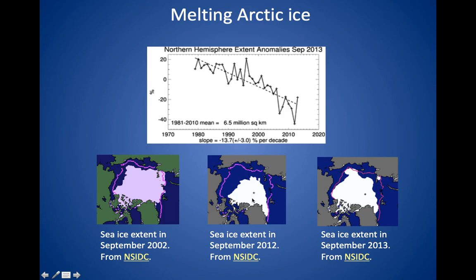And depending on which years you pick, you could say that the ice is decreasing dramatically or the ice is increasing dramatically. Okay, so again, it's important to look at the long-term trends, which is what I have in the graph here. And the long-term trend is a steady decline in the ice in the Arctic.